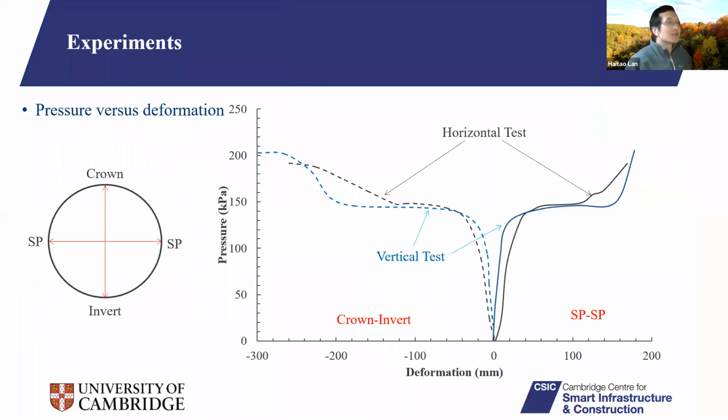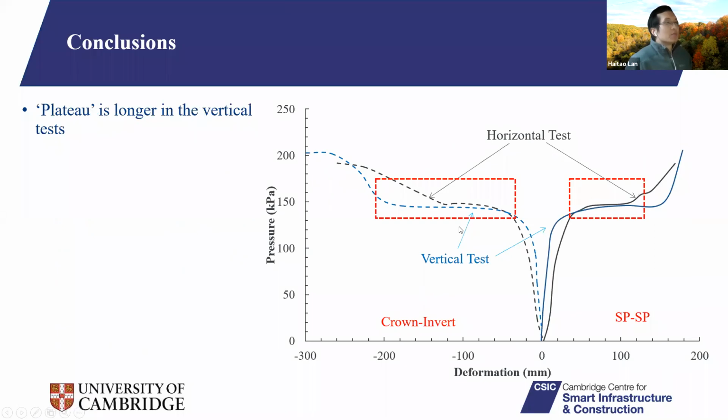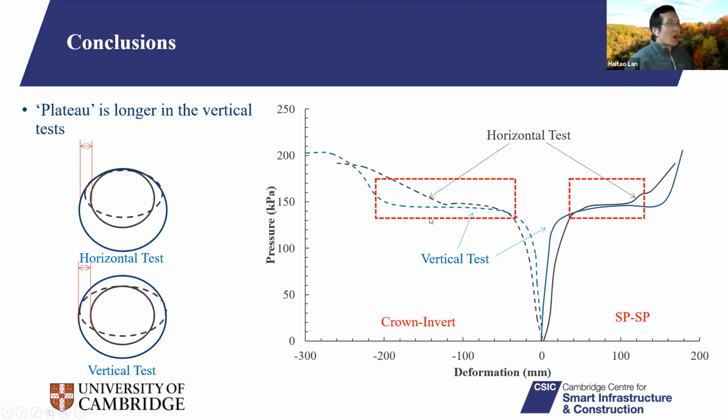So here is a comparison between the vertical test and the horizontal test. There are some differences, and they also share the same behavior. The obvious difference is in the hydrostatic buckling stage. This plateau in the horizontal test is much shorter than the one in the vertical test. So why is that?